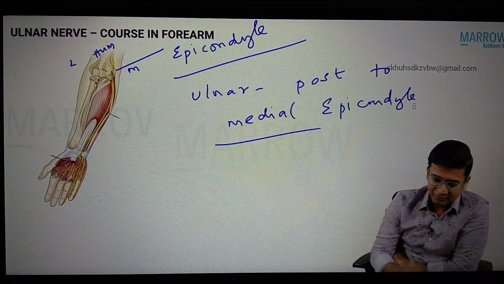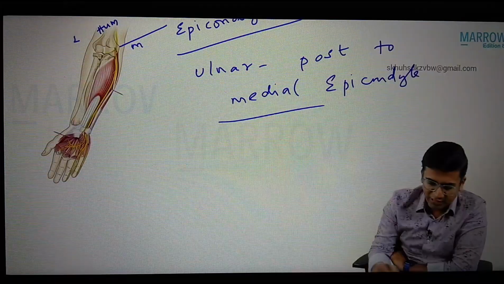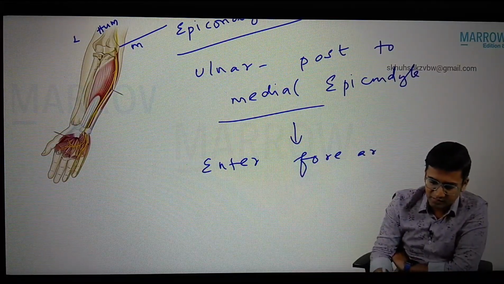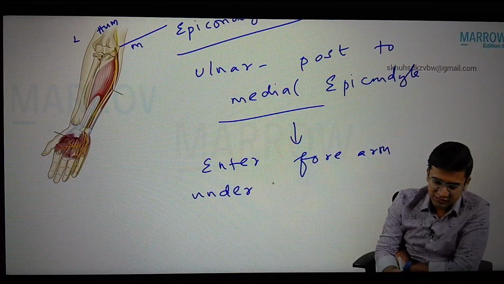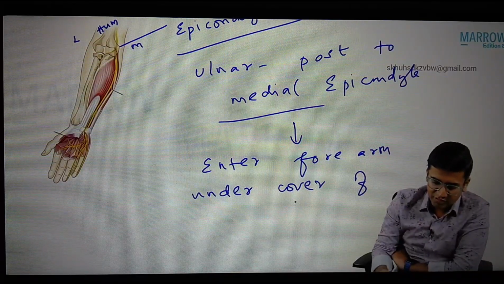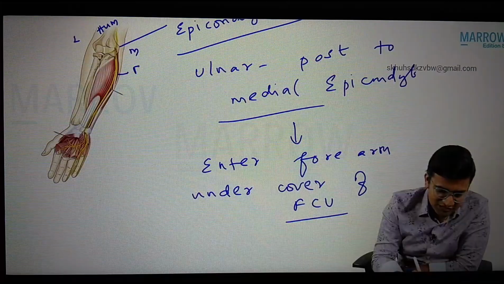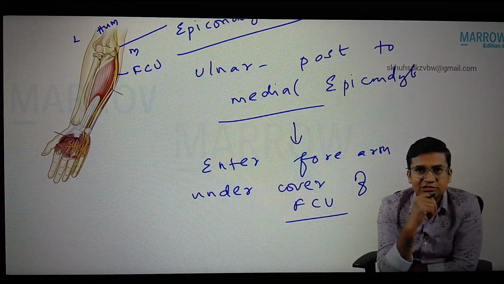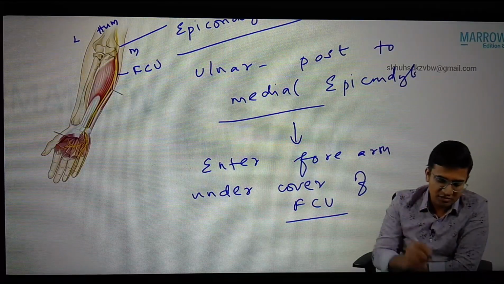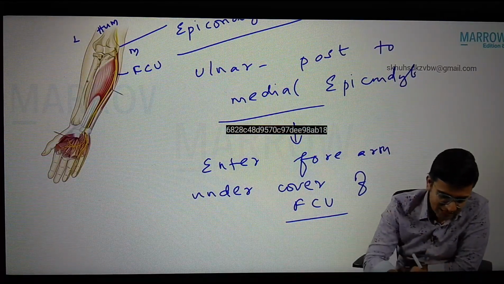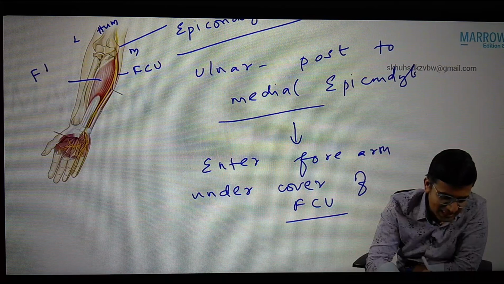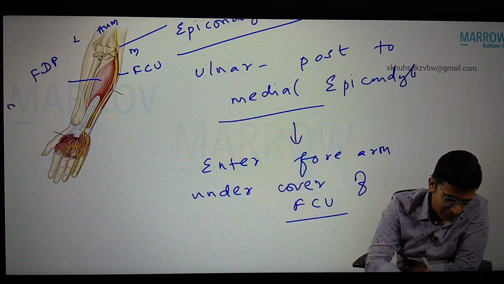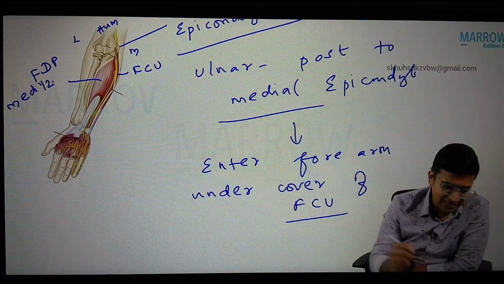Right. So ulnar nerve from the medial epicondyle enters the forearm under the cover of flexor carpi ulnaris. So this is our flexor carpi ulnaris. Now in the forearm, ulnar nerve supplies only 1.5 muscles. What are those? This one, flexor carpi ulnaris, and what is this? That is our flexor digitorum profundus. So flexor digitorum profundus has a lateral half and medial half. So ulnar nerve supplies the medial half of FDP.